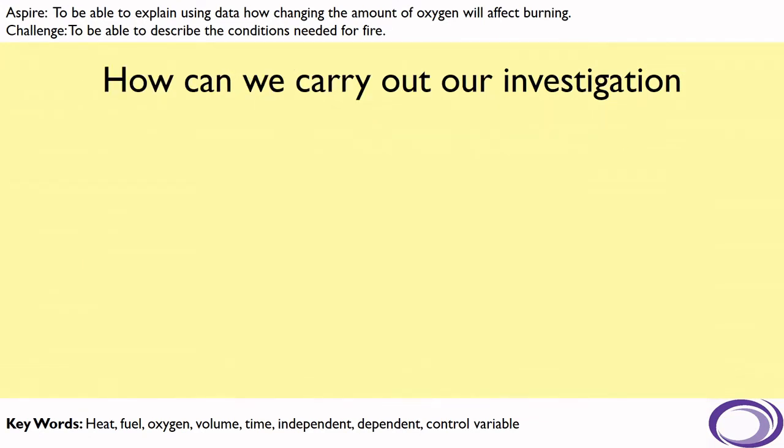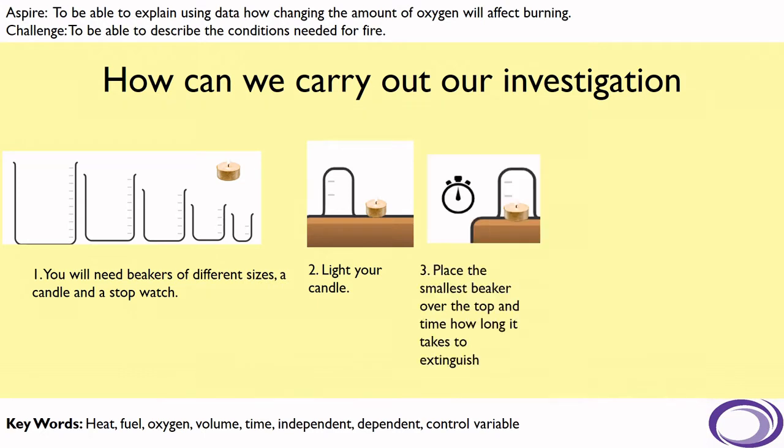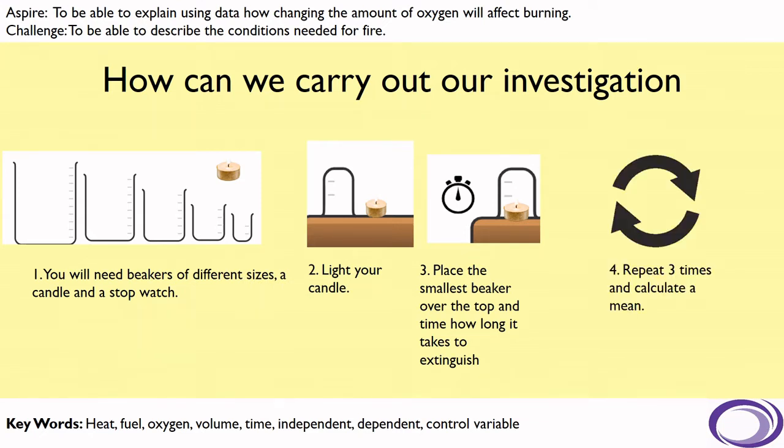Now how can we carry out this investigation? We will need beakers of different sizes, a candle and a stopwatch. We can light the candle, place the smallest beaker over the top and time how long it takes to extinguish. We can then repeat that 3 times and calculate a mean, and repeat for each different size of beaker.